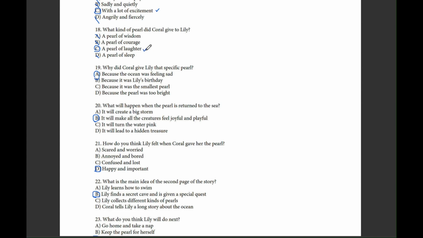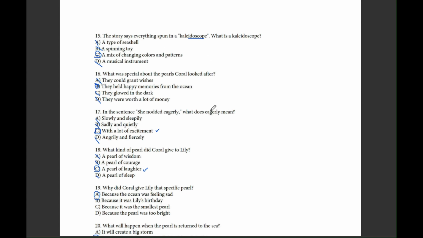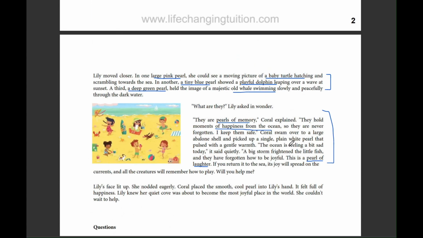So the answer is C, a pearl of laughter. The explanation tells us that this pearl is special because it spreads joy throughout the ocean.